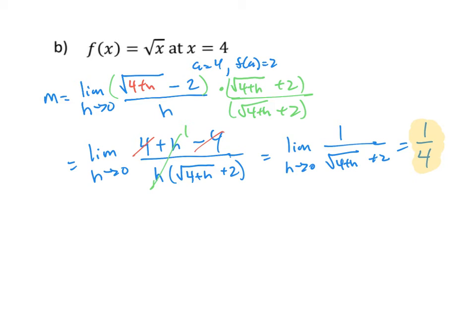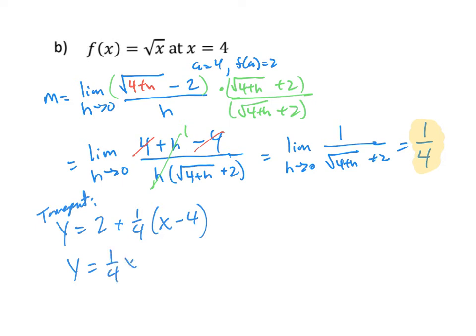And then I'll go ahead and write out that equation. It's going to be y equals f of a, which is 2, plus the slope, 1/4, times x minus a, and a is 4. And then this simplifies. This is for the tangent. I'll do the normal in a minute. For the tangent, I get y equals 1/4 x plus 1 when I simplify that. So that's the tangent line. Y equals 1/4 x plus 1.